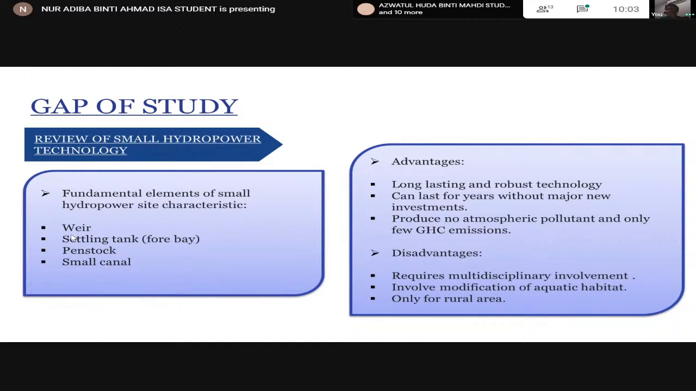So the first research paper is a review of small hydropower technology. It states that the fundamental elements of a small hydropower site are the weir, settling tank, forebay, penstock, and channel. And then the advantage is long-lasting and robust technology, which can last for years without major new investment, produces no atmospheric pollutant and only few GHG emission. The disadvantage is that it requires multidisciplinary involvement, modification of aquatic habitat, and is only for rural area.